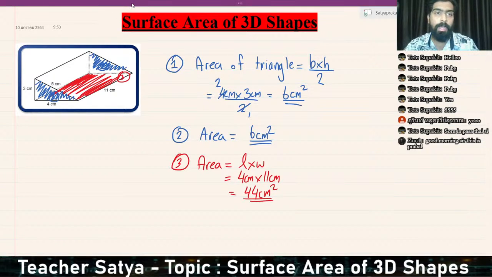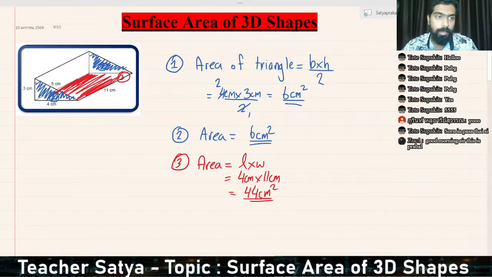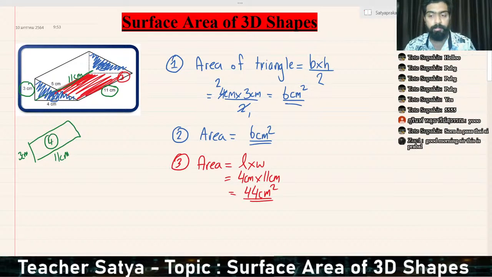Now let us go ahead and find the area of the back right here. The area of the back, which I'm going to call area number 4. Again guys, the back right here is also a rectangle, right? And in this one, the length would be 11, right guys? Because as this is 11, this right here will also be 11 centimeter. So the back, we have a rectangle that looks like this, where the width is 3 cm, which is this one, and the length is 11 cm. Right guys, this is number 4.